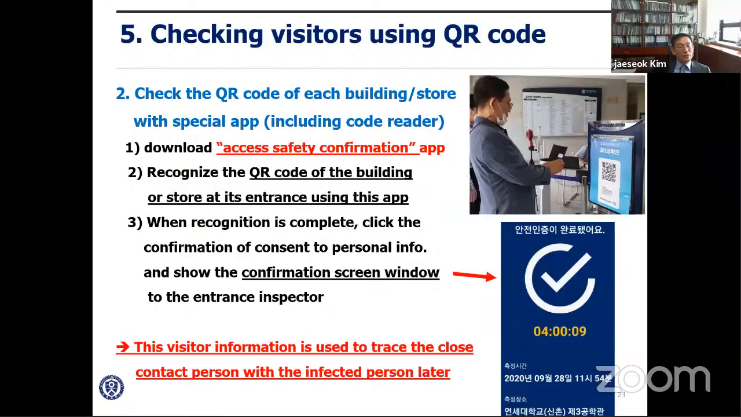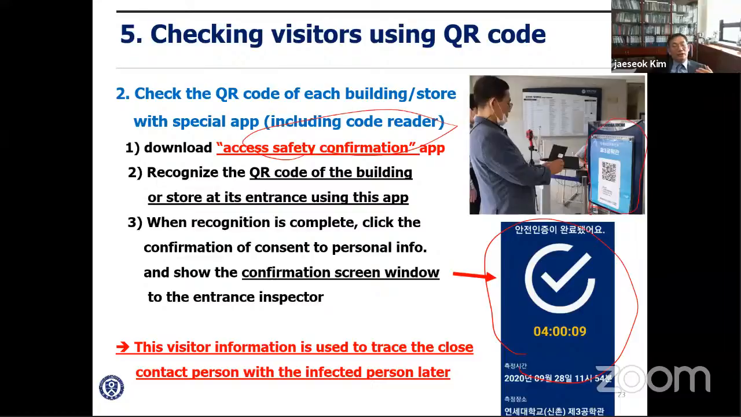People must download the Access Safety Confirmation app. Then people recognize the QR code of the building or store at its entrance using this app. So something like this. When recognition is complete, you must click the confirmation of consent to personal information, and then you will get this kind of confirmation screen window. So you have to show this one to the entrance inspector.